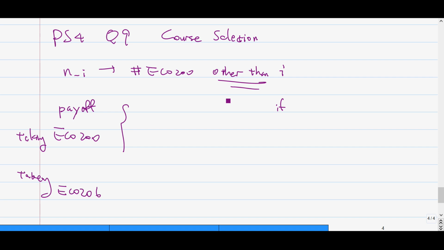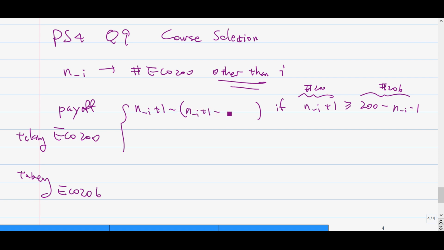So we need to know how many people are in my class. In ECO200, I'm taking that, so there are n minus i other people who are taking this, and plus 1 is me. And the number of people in the other class is the total number of people, 200, minus this. So this is the number of people in 200, and this is the number of people in 206. If 200 has more people, then it's harder. So the payoff I get is this subtracted by the difficulty, which is just the difference between these two numbers.